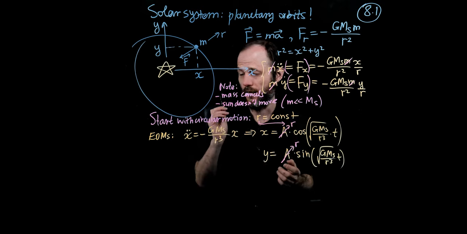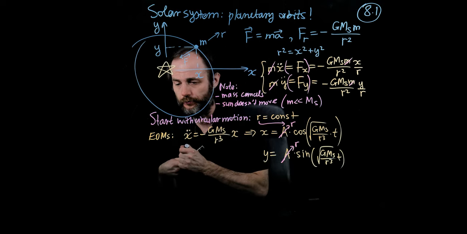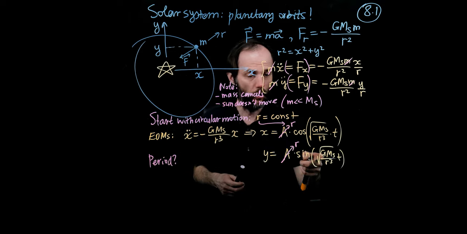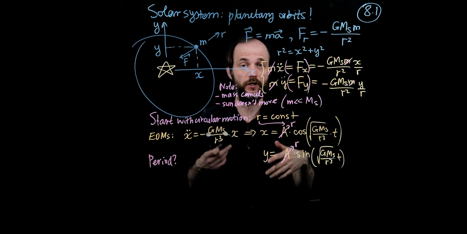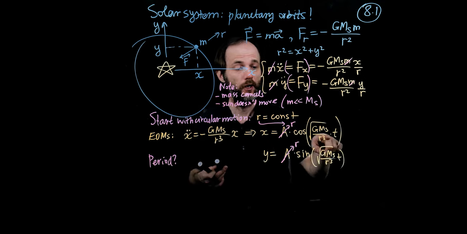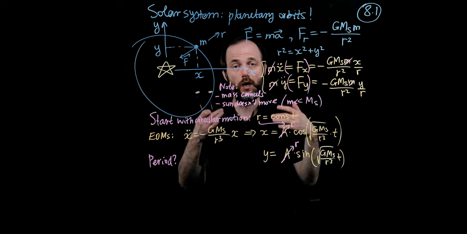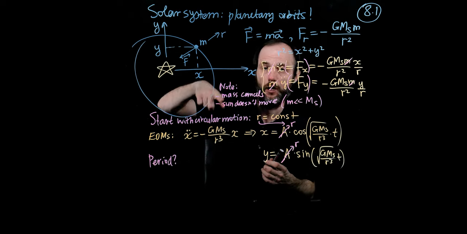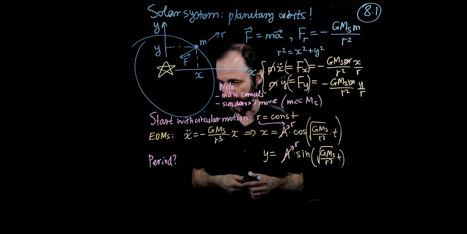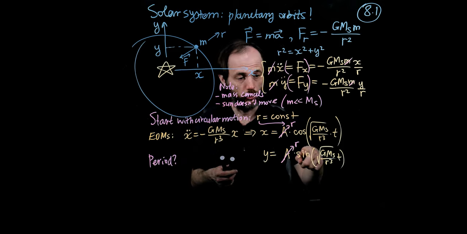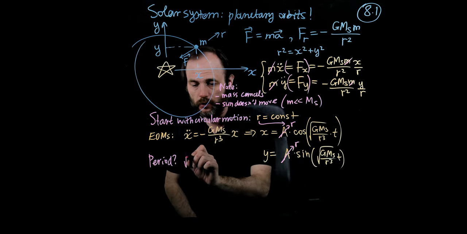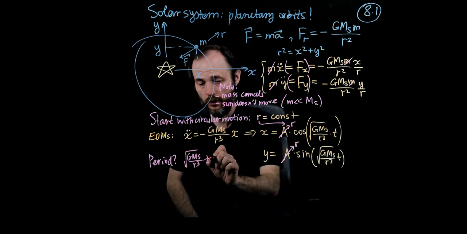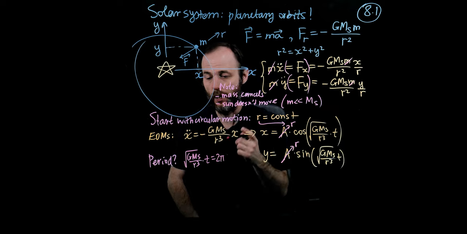So far, so good, right? So let's now ask, what is the period of motion? Well, we know that our motion is periodic because sines and cosines are periodic, the period is 2 pi, so that once this omega times t increases by 2 pi, then we're going to come back to the same point, right? 2 pi later, we're going to be in exactly the same place. So we are going to demand that square root of GM_s over r cubed times t is equal to 2 pi. That will be our period.